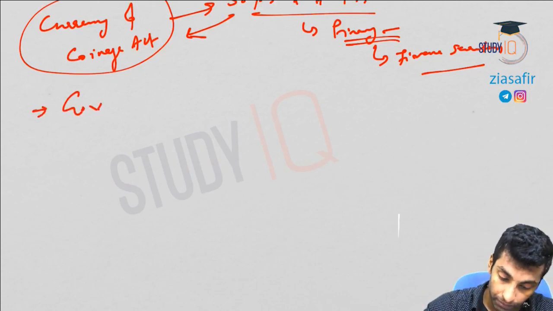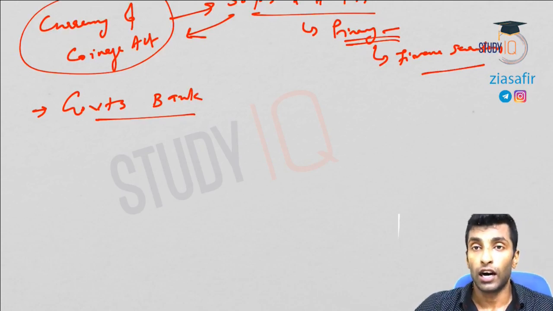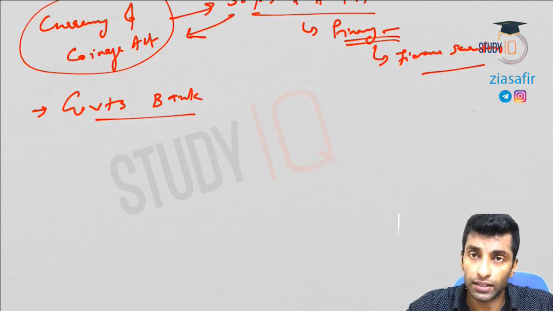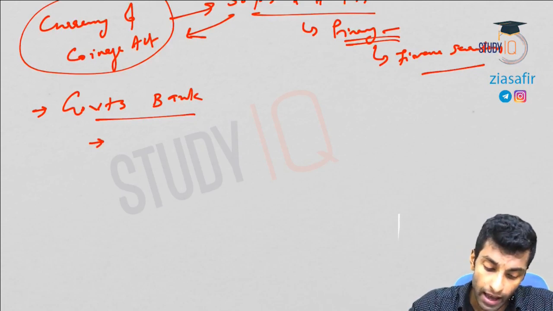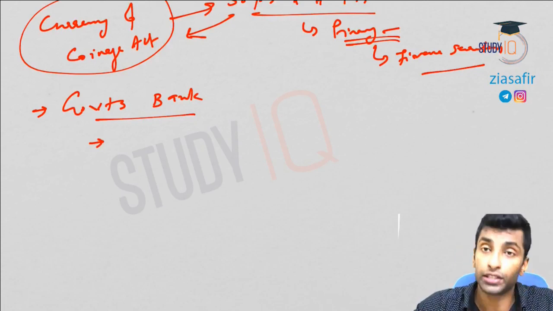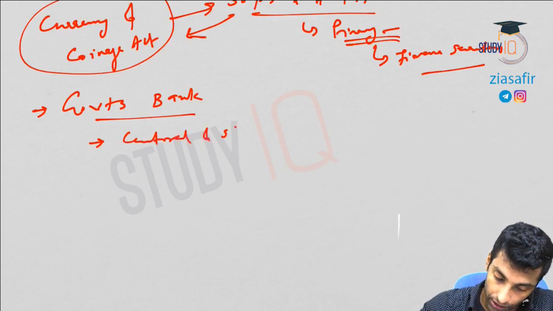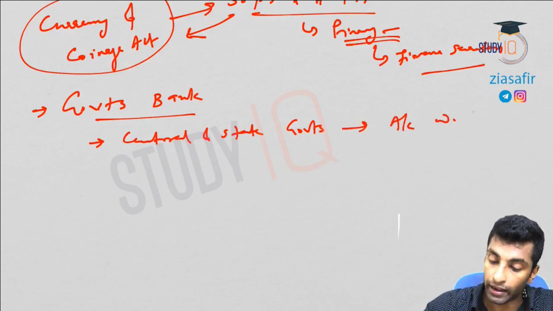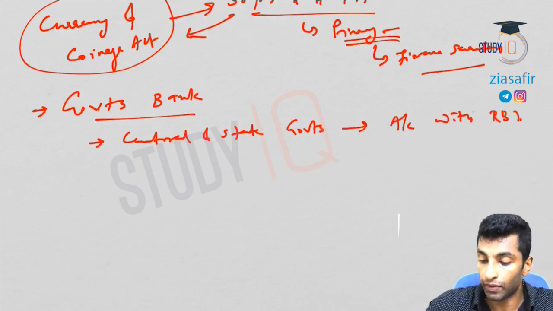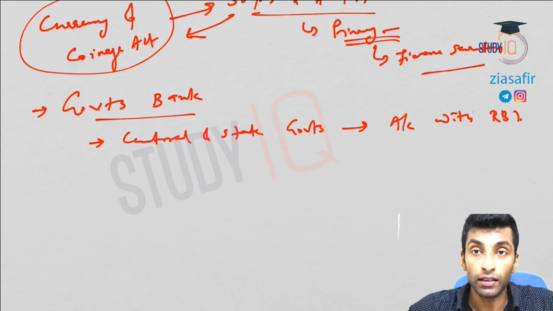So what about the second function? Government's bank, right? So there is no need to have any confusion here. RBI is the government's bank. So the central and the state governments have to maintain an account with RBI mandatorily, and all the financial transactions of the government are undertaken through RBI. Okay, so central and state governments have to maintain an account with RBI. All financial transactions are undertaken through the RBI.